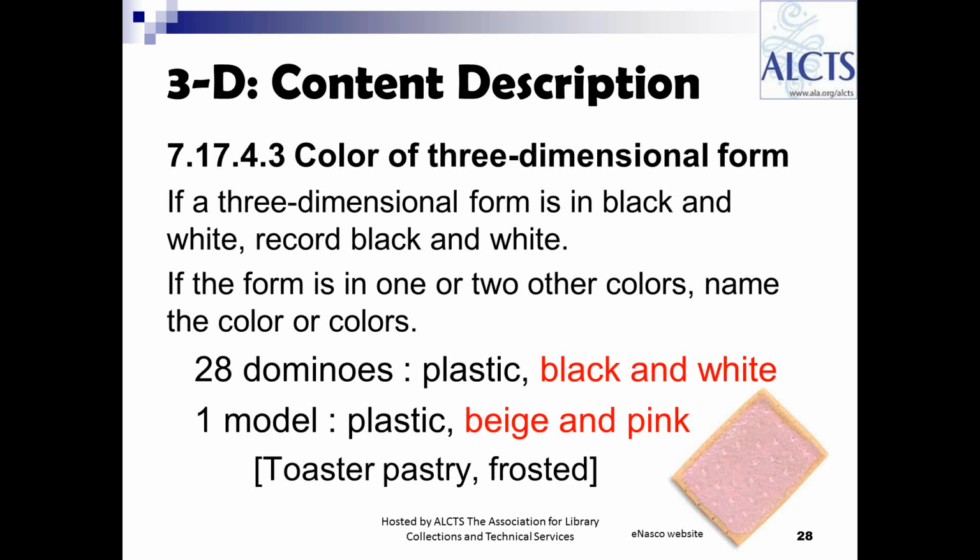There are specific instructions for recording the color of a three-dimensional form. This boils down to, if there are one or two colors, name them. If you have a set of dominoes, say black and white. Where I used to work, they collected a lot of plastic food for teaching about nutrition. For this Pop-Tart replica, you would say beige and pink.